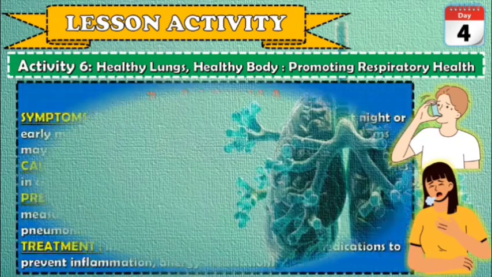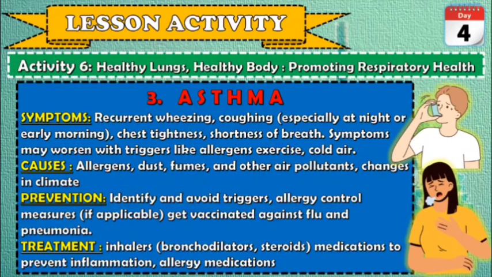Next, asthma. Symptoms: recurrent wheezing, coughing, especially at night or early morning, chest tightness, shortness of breath. Symptoms may worsen with triggers like allergens, exercise, cold air. Causes: allergens, dust, fumes, and other air pollutants, changes in climate. Prevention: identify and avoid triggers, allergy control measures, get vaccinated against flu and pneumonia.